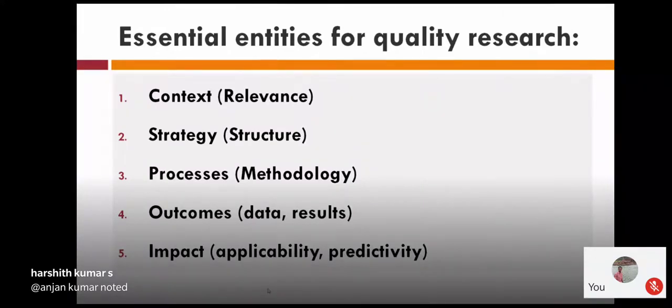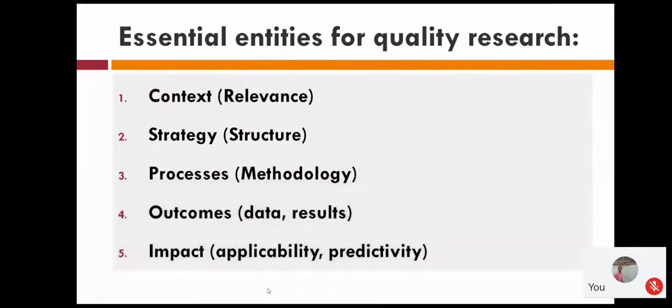The last one would be impact, where you can see two words here: one is applicability and the other is predictability. How you are applying the impact of research findings should be evaluated based on your understanding of the research objective. How have you understood your impact towards the study, towards the research objective? Any research would be of great value only if all essential entities are present, and it adds to the volume of science.